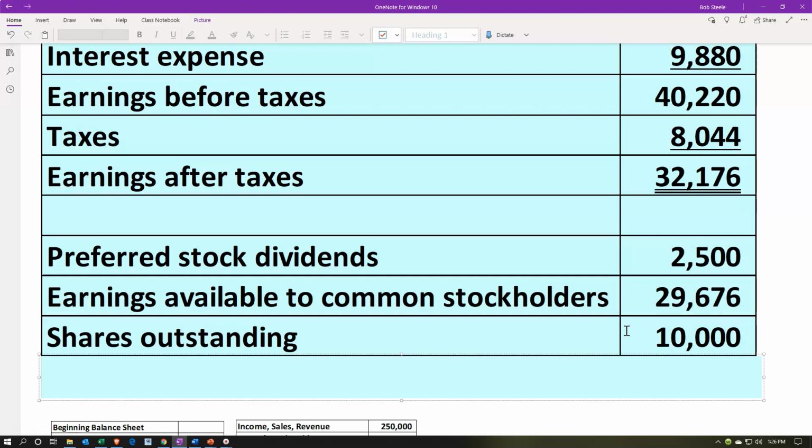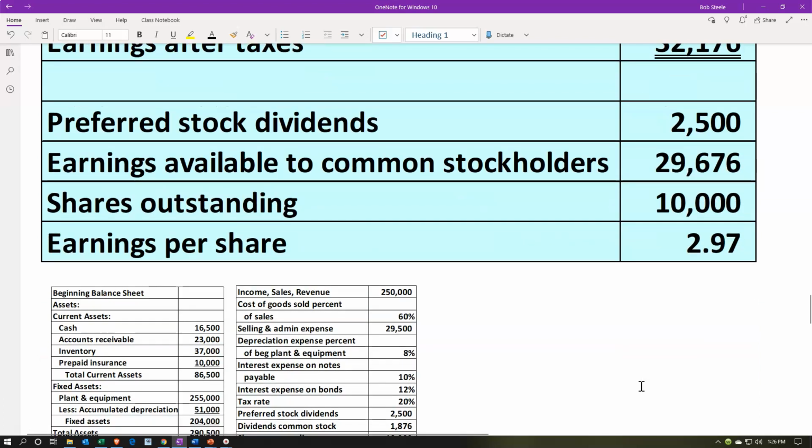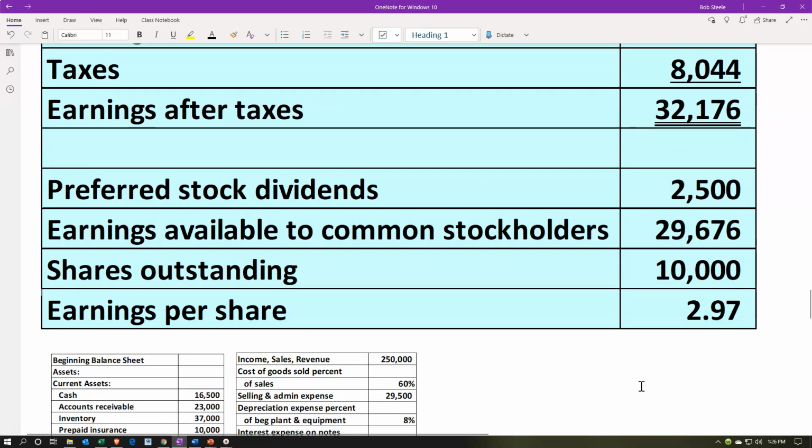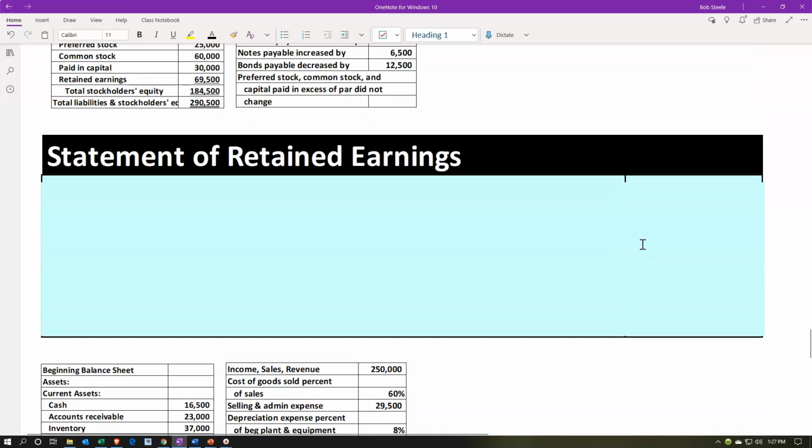So the 29,676 divided by the shares outstanding, 10,000, gives us 2.97. This number could be rounded. Note, we're going to take it to 2 decimals, so $2.97 earnings per share. But you're really concentrating, with regards to the financial statement creation, on the bottom line of the income statement, that being the $32,176, and then this earnings available after the preferred stock, the $29,676. Then we're going to go to the statement of retained earnings.